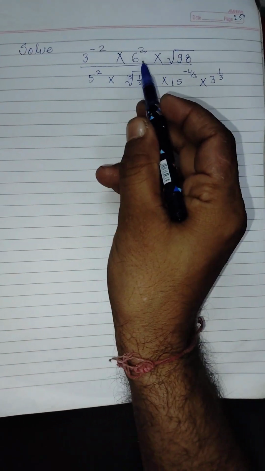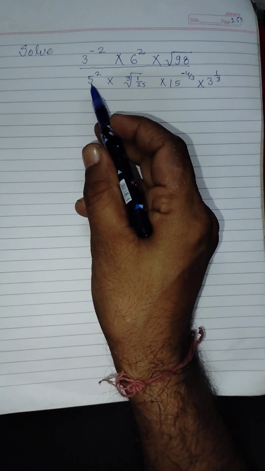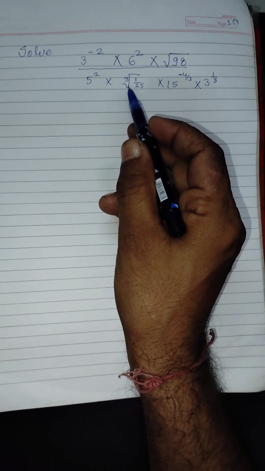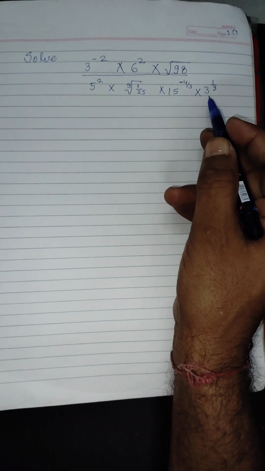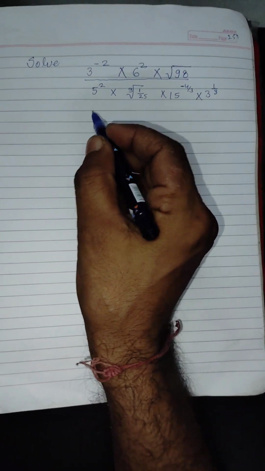Here is a maths problem. 3 raised to power minus 2 into 6 square into square root 98 upon 5 square into cube root of 1 upon 25 into 15 power minus 4 over 3 into 3 power 1 over 3. First we make them exponential.